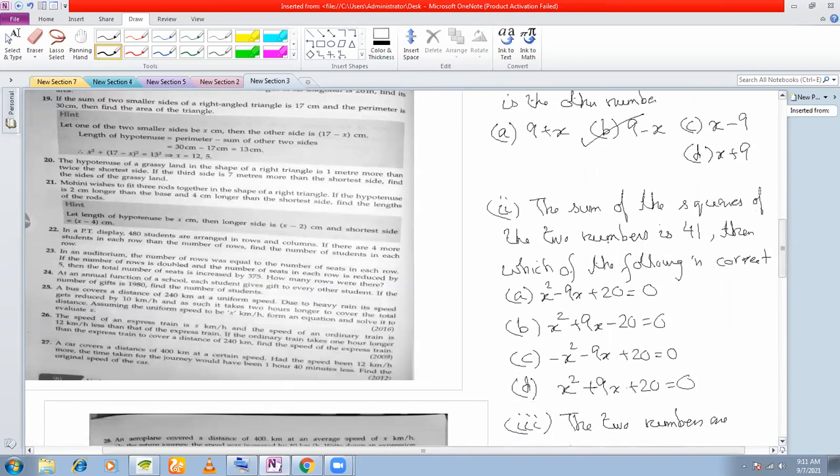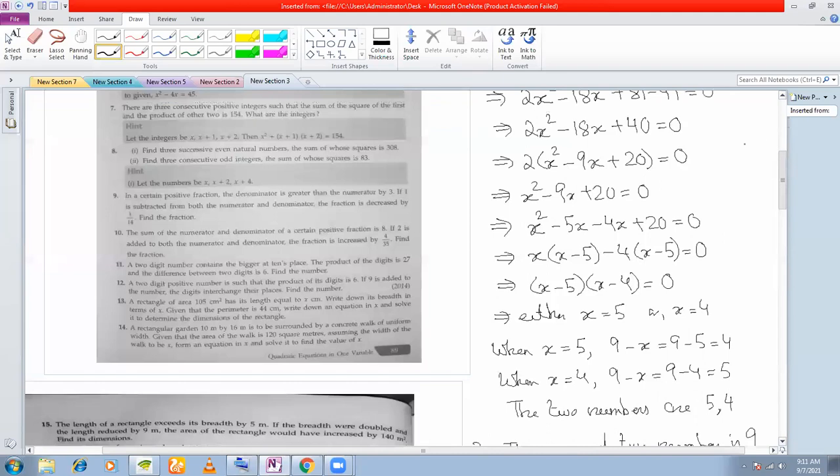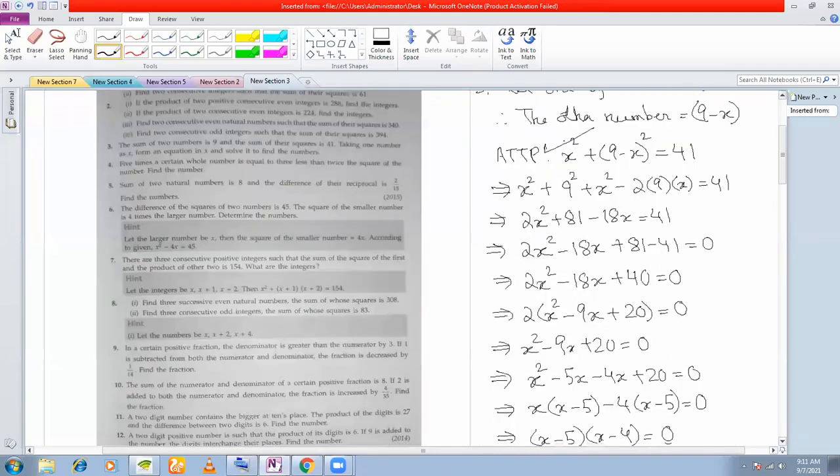Next question: the sum of the squares of two numbers is 41. Which of the following is correct? Now, what you will do here is you'll have to work a little. That is, you will have to start from here, x square plus 9 minus x whole square. This working you are going to show, all of it, until you arrive at this.